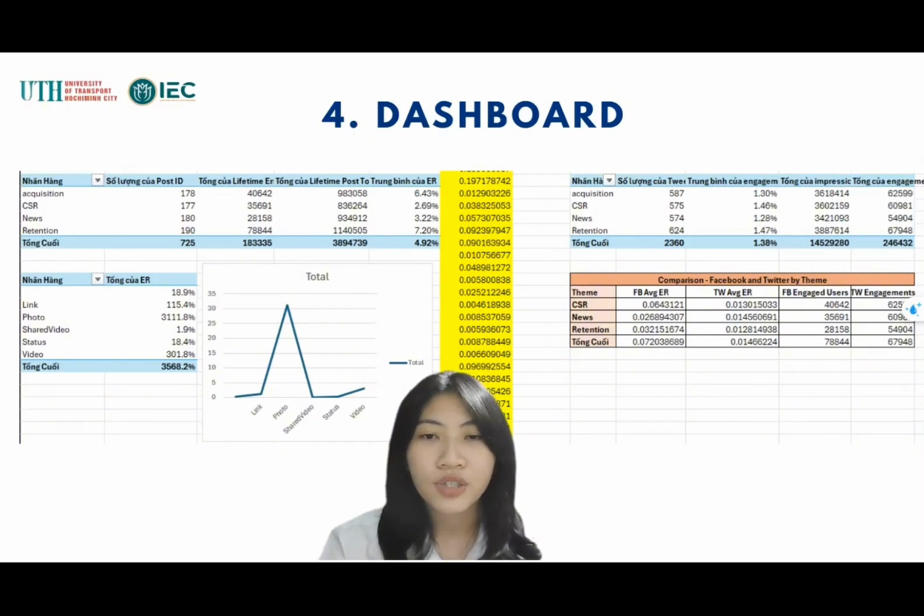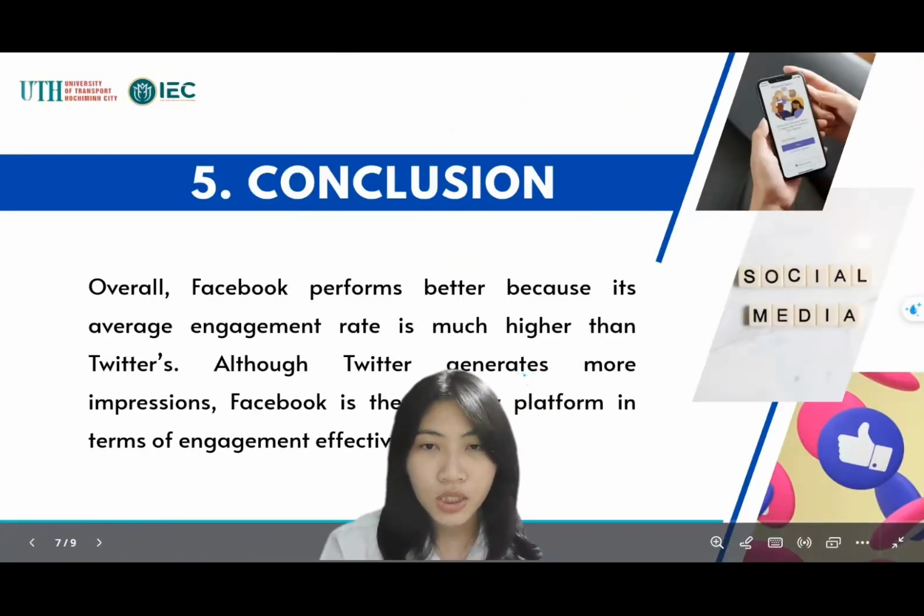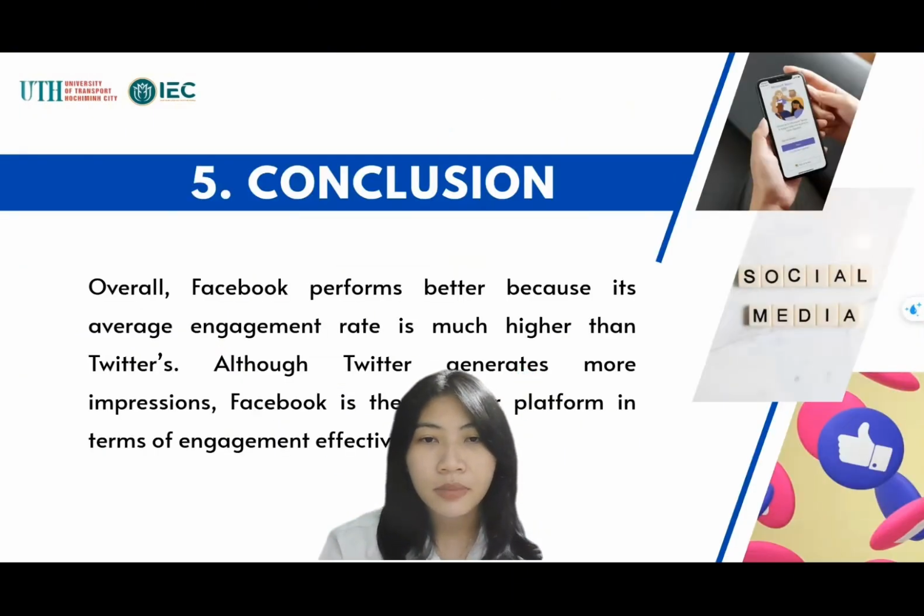Together, the two charts show that Facebook is the more effective platform for engagement, and photo is the best performing post type. In conclusion, Twitter performed better in terms of reach and total volume, while Facebook performed better in engagement efficiency overall. Facebook is the stronger platform for engagement-focused campaigns.